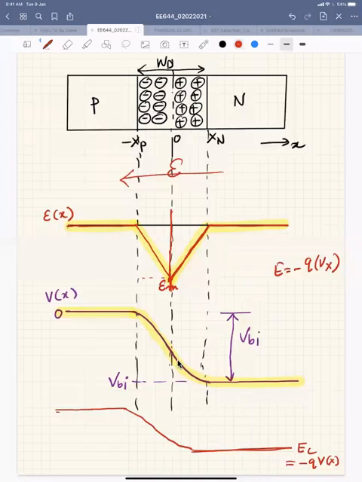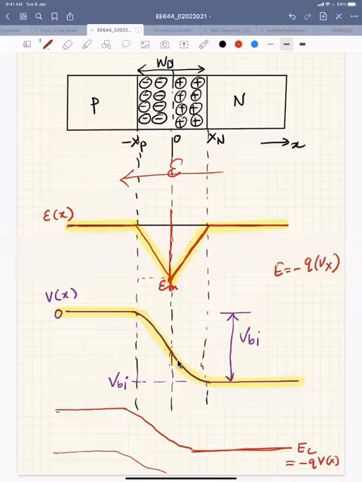So this is the p side and n side. If you draw the band diagram, it will look exactly like this. You could plot EC, then you could plot EV also. So your band diagram will also look like this.